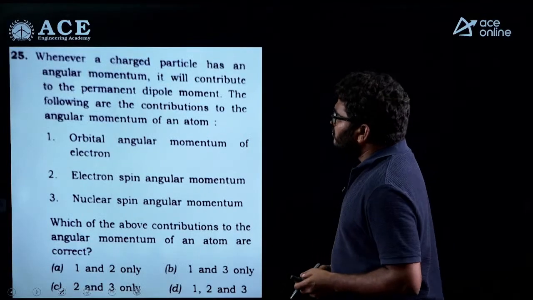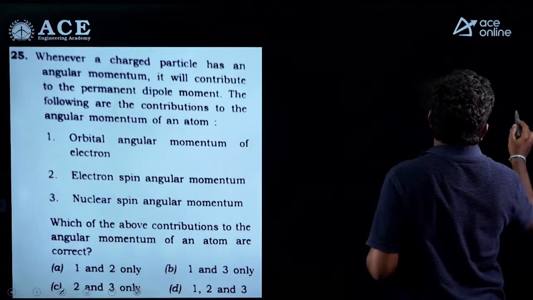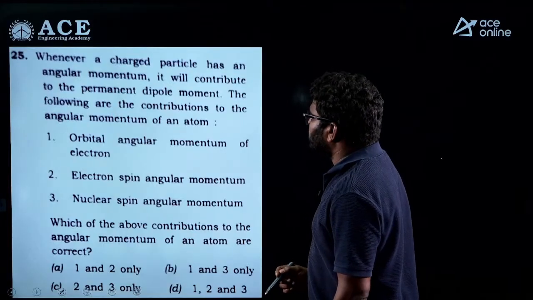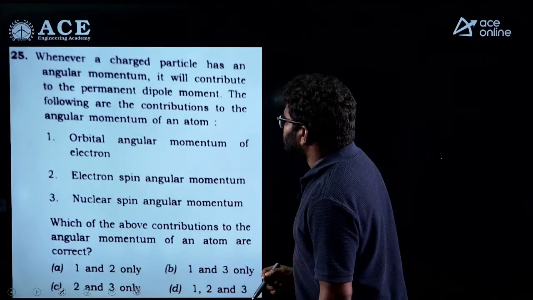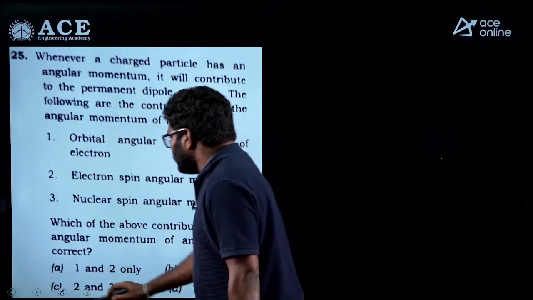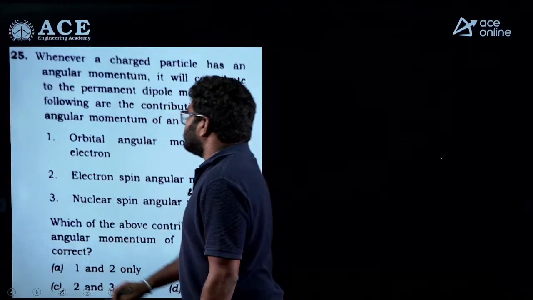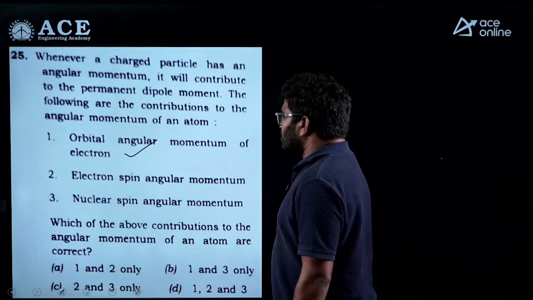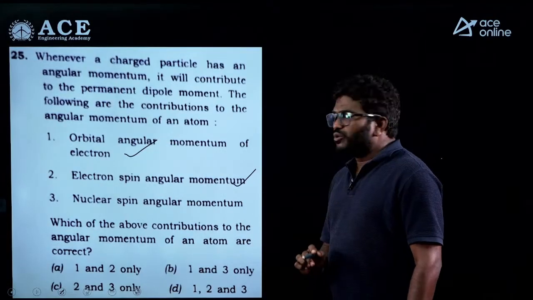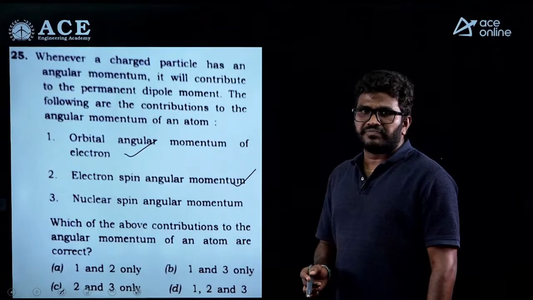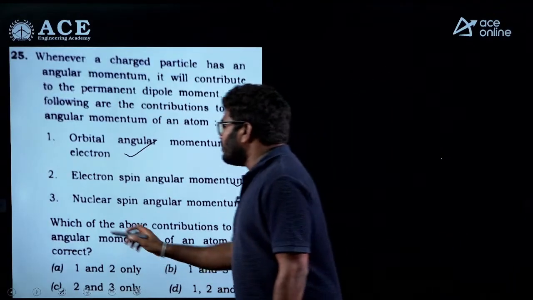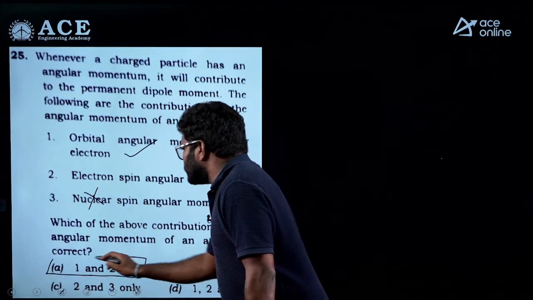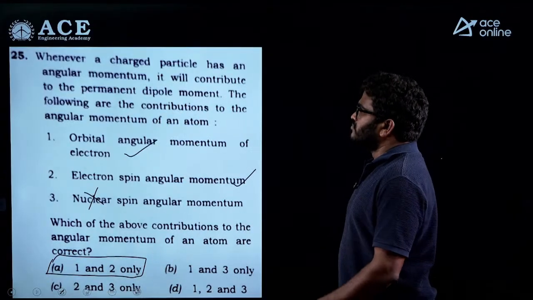Okay. Now, here is a question. Whenever a charged particle has an angular momentum, it will contribute to the permanent dipole moment. The following are the contributions to the angular momentum of an atom. See, angular momentum of an atom is generally of two types basically: orbital angular momentum of an electron and spin of an electron, these two. Nuclear spin angular momentum is not there. So, 1 and 2 are correct. So, A is the correct option for this question.